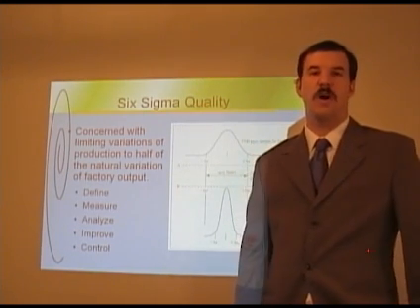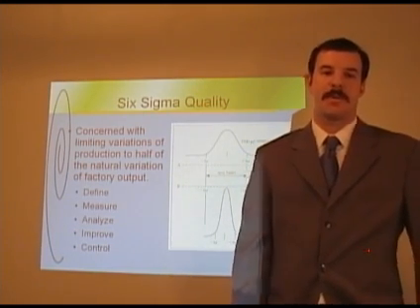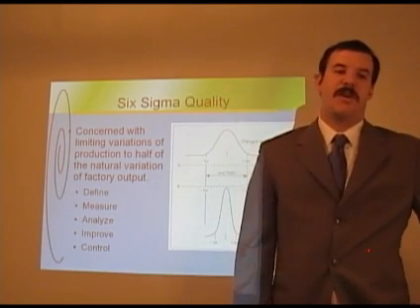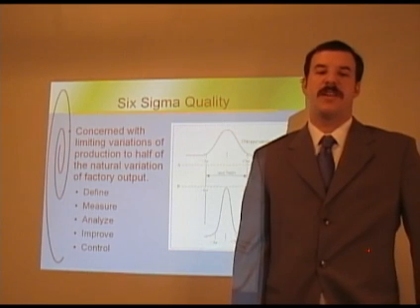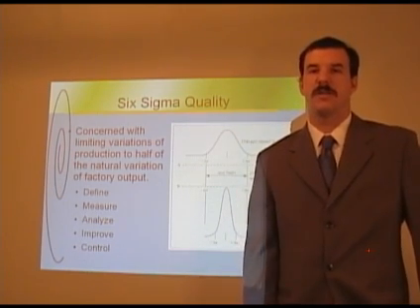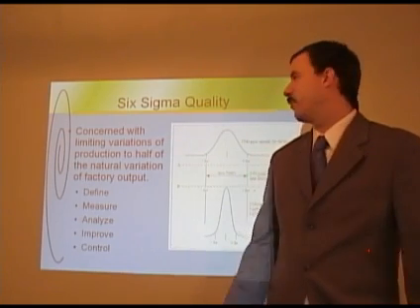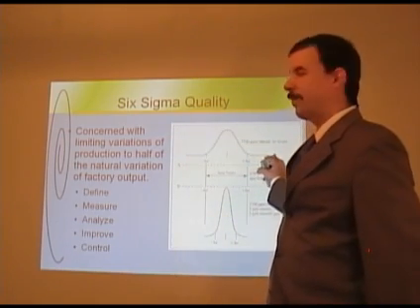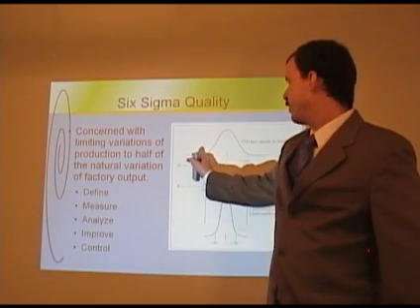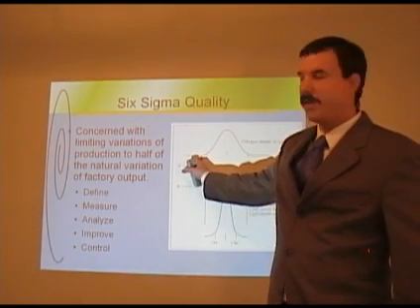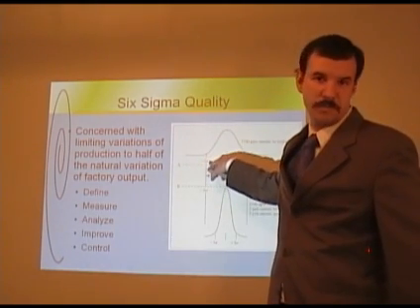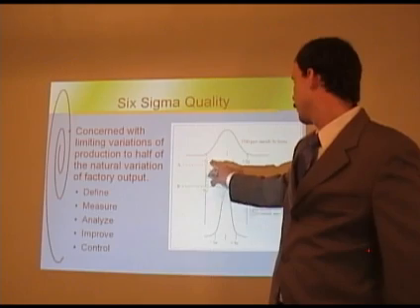Six Sigma, quality. This is concerned with limiting variations of production to half the natural variation of factory output. Okay, so the basic idea here is, if you look on here, there's a bell curve. It's a natural curve. 3 standard deviations away is what your spec limits would be, say for example.